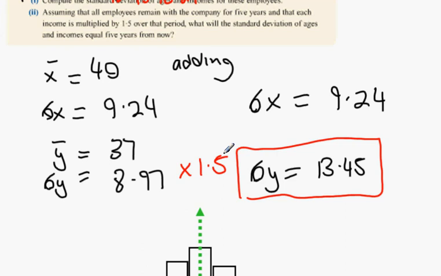Long story short, when you multiply all your figures by a number, any number, the standard deviation gets multiplied by the same number. If you add the same number to each data point in your set, the standard deviation is unaffected. However, the mean will go up. That's it in a nutshell, okay?